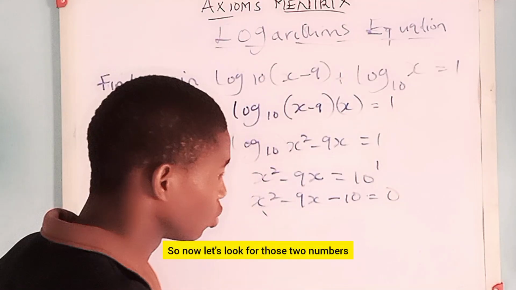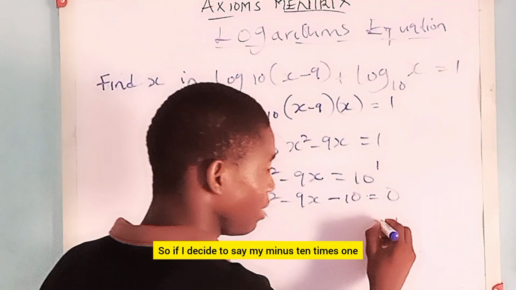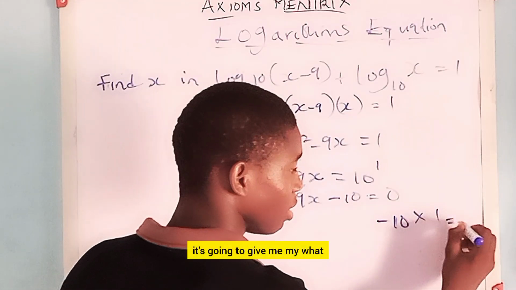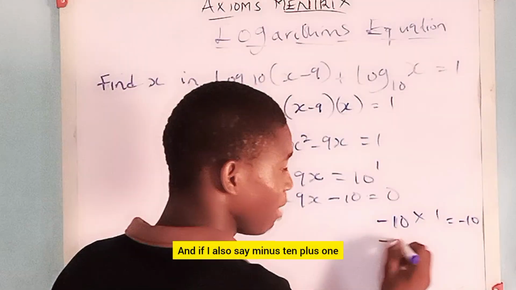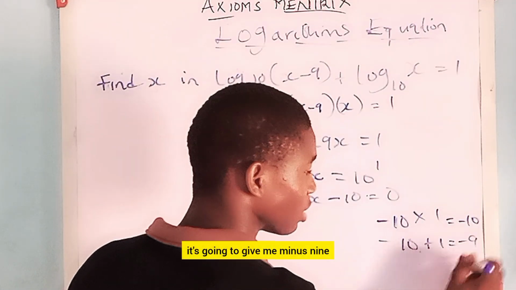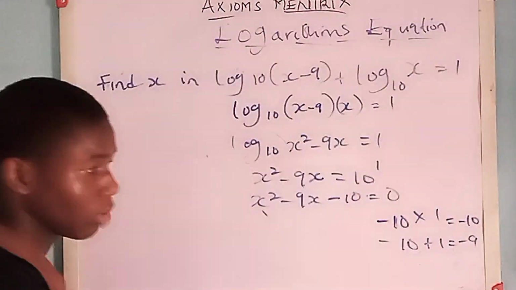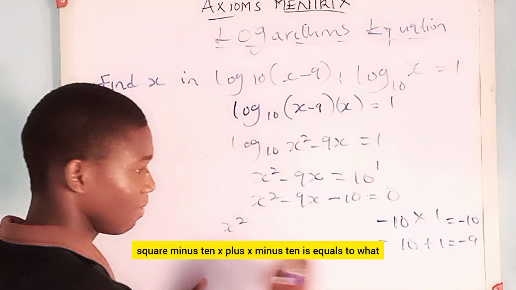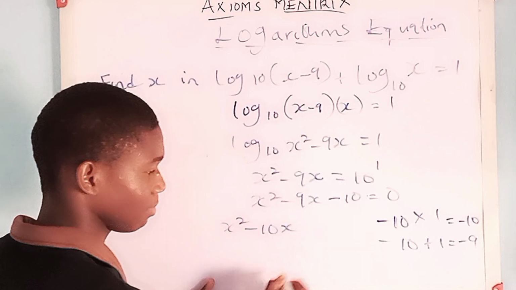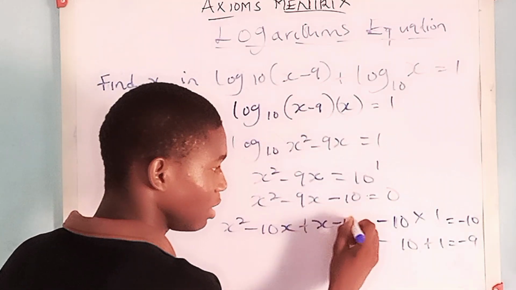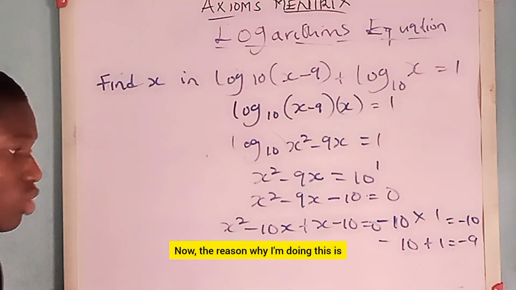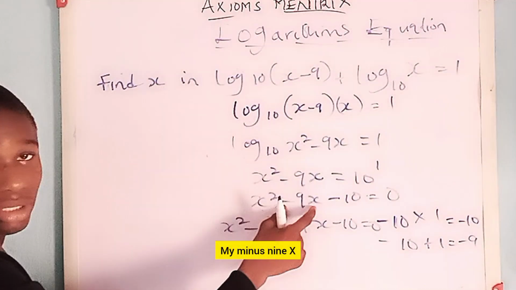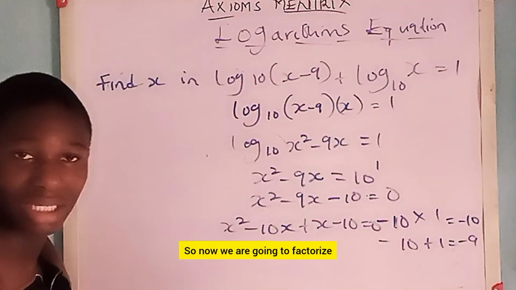So now let's look for those two numbers. So if I decide to say my minus 10 times 1, it's going to give me minus 10. And if I also say minus 10 plus 1, it's going to give me minus 9. So these numbers can work in this place. So I'm going to be putting these values here. So from here, I'm going to be having x squared minus 10x plus x minus 10 is equal to 0. Now, the reason why I'm doing this is that when you add this together, you are going to be able to get my minus 9x.